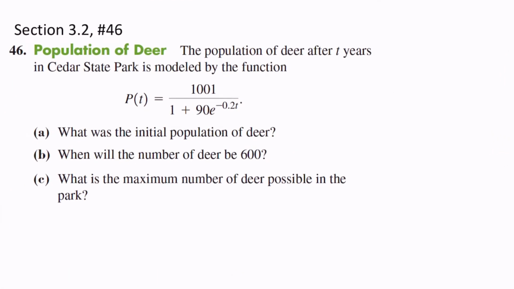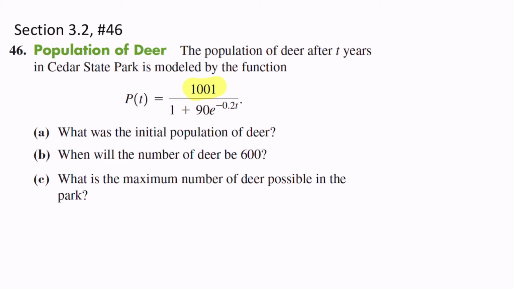So first one, this is a very similar problem, since this is just the population of deer, like a growth model here. It's logistic. You can see that numerator, that's our carrying capacity. That's going to be the end behavior model, y equals 1001. So that's the maximum population for the deer population. Theoretically, it really doesn't reach that. It just kind of flattens out there.